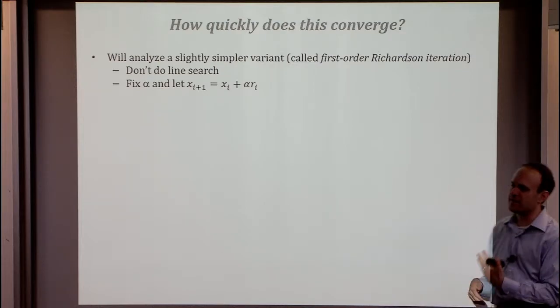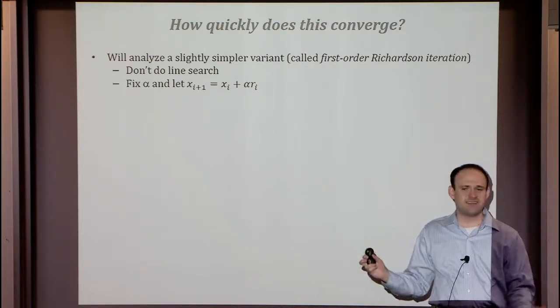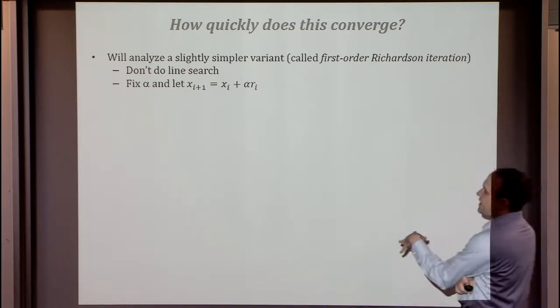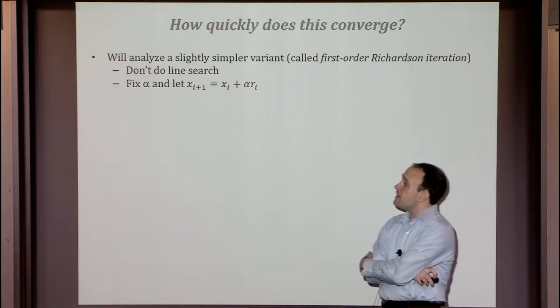So you're going to choose alpha in advance as a function of the matrix, and then you're not going to line search every step. You're just going to use that same alpha over and over. And when we do the analysis, we'll see what the right alpha is.